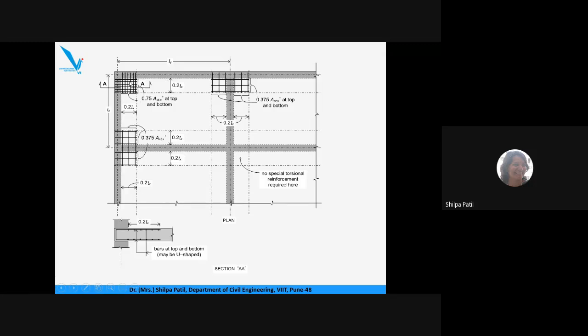Now, when you come to the other corner where one edge is discontinuous and another edge is continuous. So this particular slab has an edge which is continuous. That is, there is one more slab, and that is also a two-way slab. And then only we can continue this steel from this slab to the other slab. Okay, so the adjoining slab also must be a two-way slab. Then we can consider that this edge is continuous. If there is a one-way slab here, then this edge is to be treated as discontinuous.